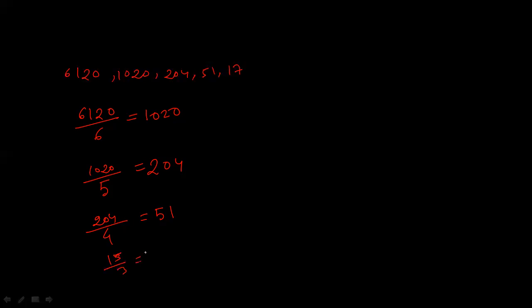Again, if you divide 51 by 3 you will get 17. So next you have to divide 17 by which number? 17 by 2, because see the order: 6, 5, then 4, then 3, next will be 2. Now if you divide 17 by 2 it will be 8.5, so the next number will be 8.5. So this is one type of question.